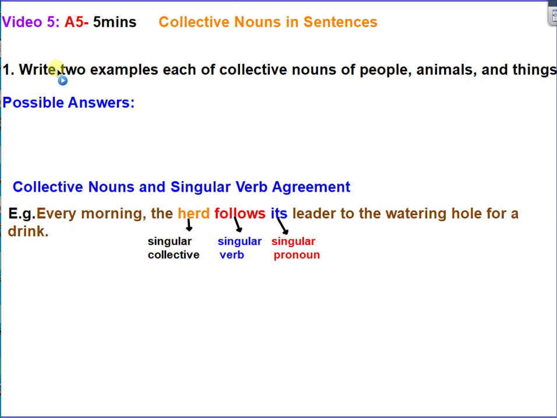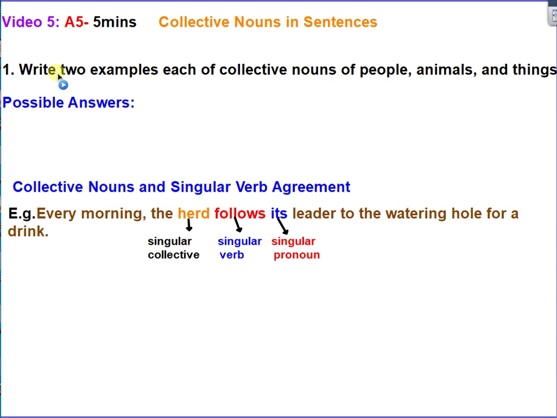Welcome to our fifth activity. By the end of this lesson, you will be able to form meaningful sentences with collective nouns. But before we start, let me give you this activity.